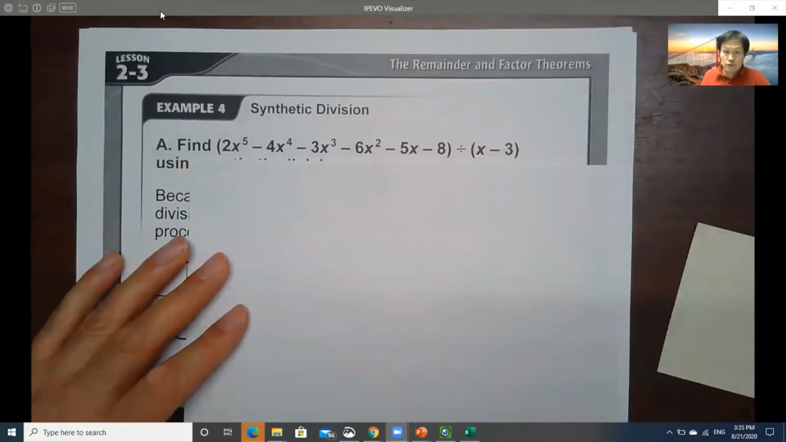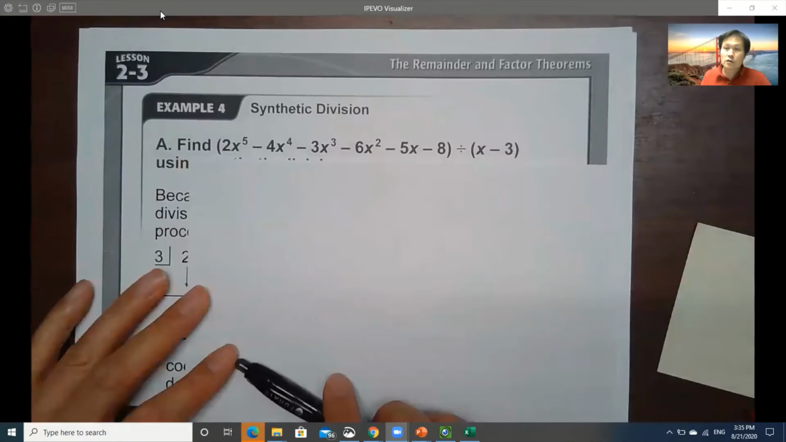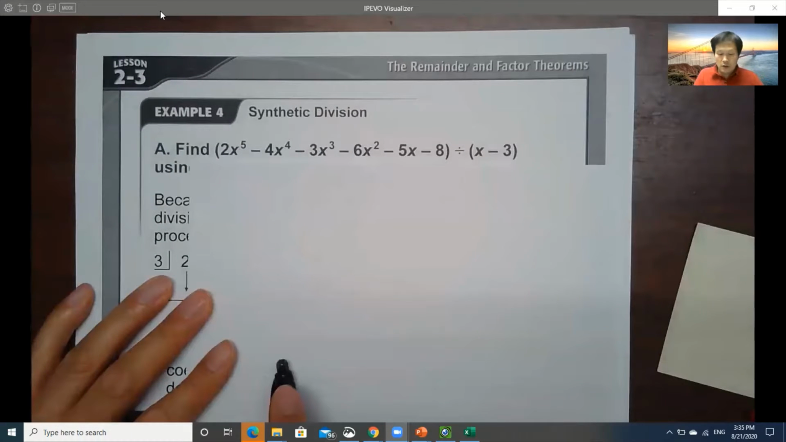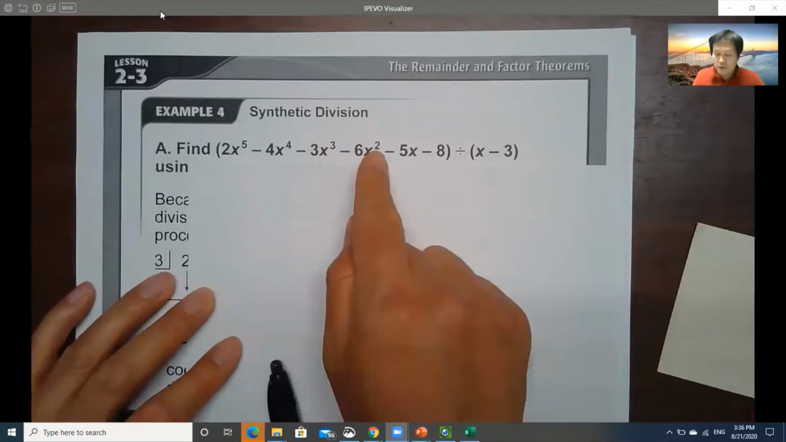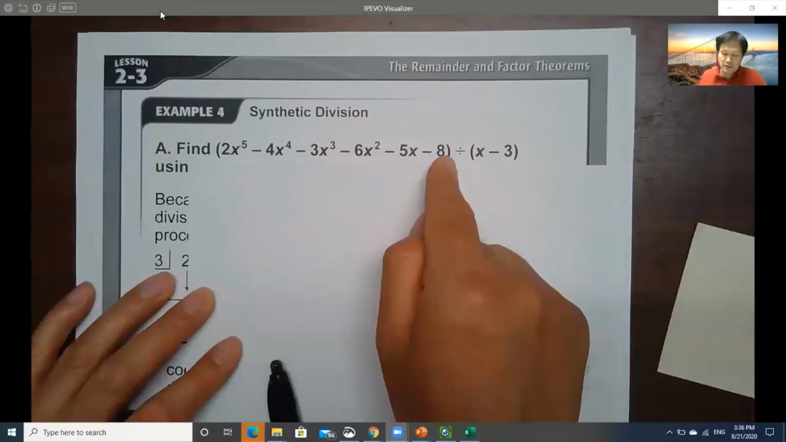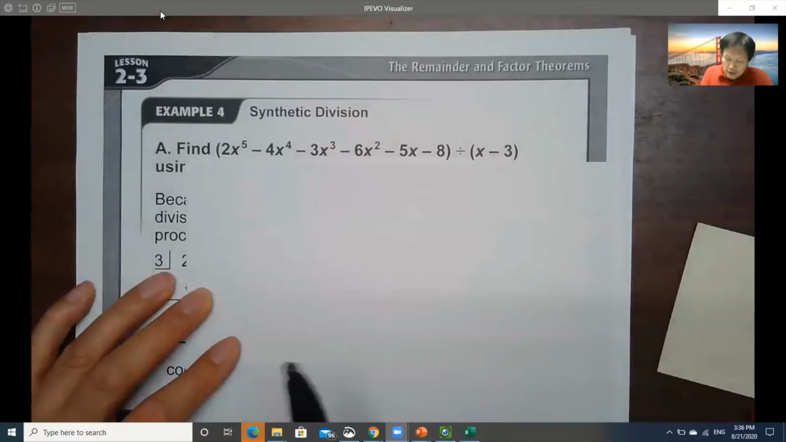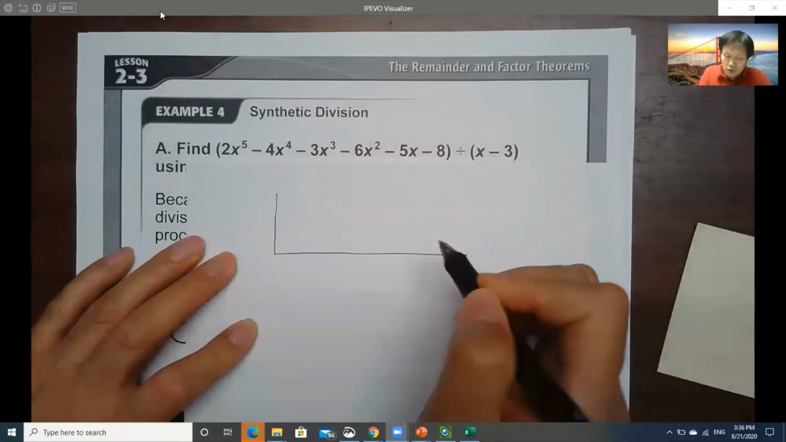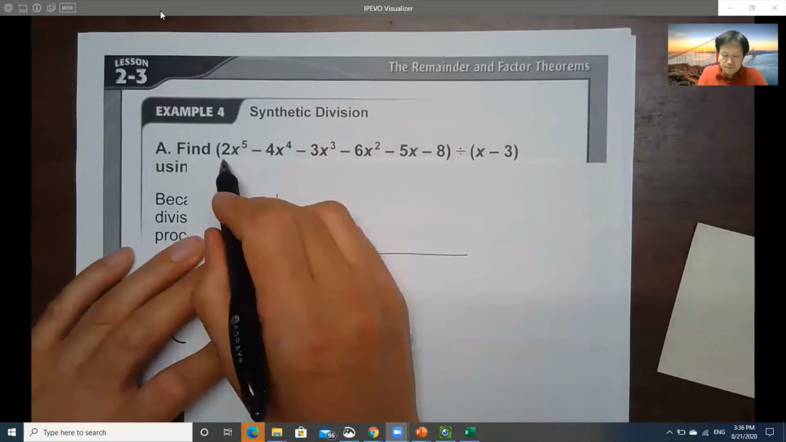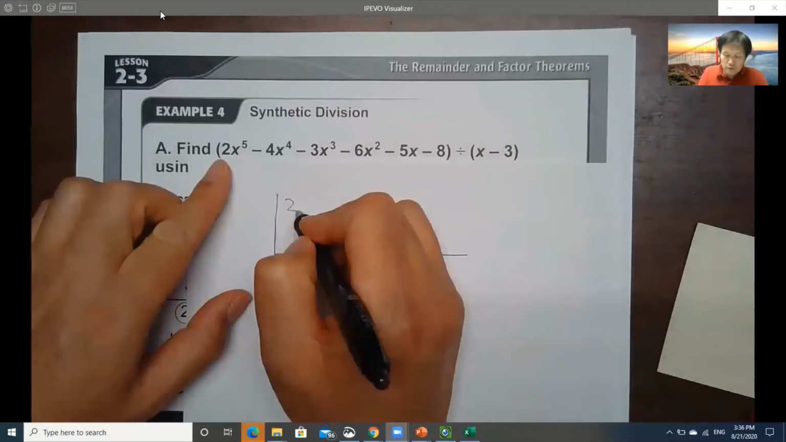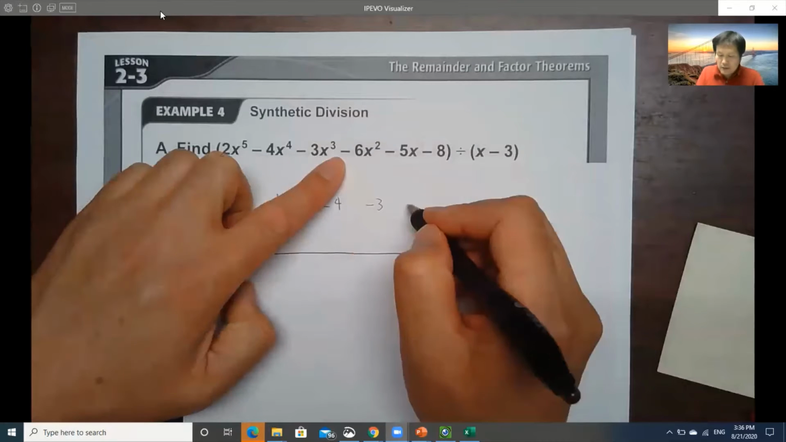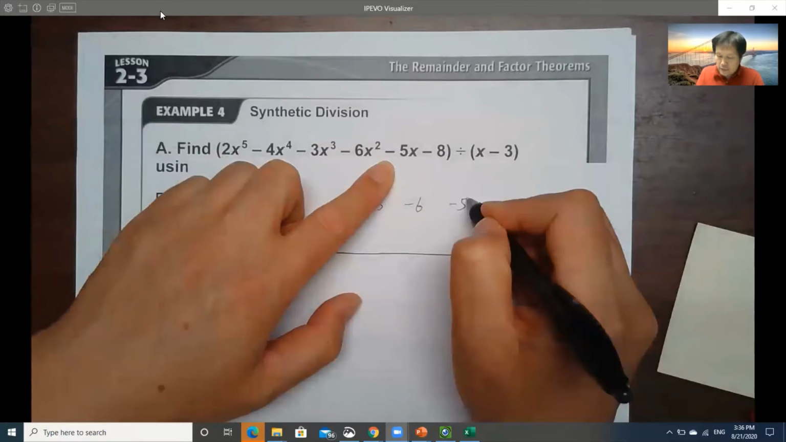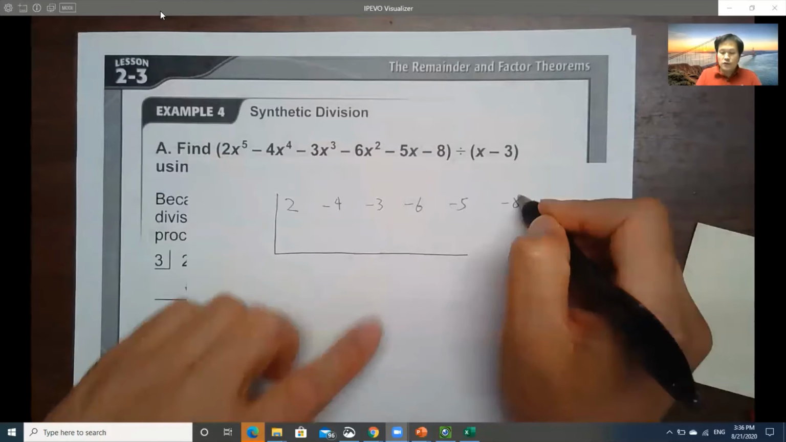First thing you have to do when you do synthetic division, check the power, just like a long division. Power of x: 5, 4, 3, 2, first power, 0 power. Okay, no power is missing. Very good. Write them down, only the coefficients I meant: 2, minus 4, minus 3, minus 6, minus 5, minus 8.